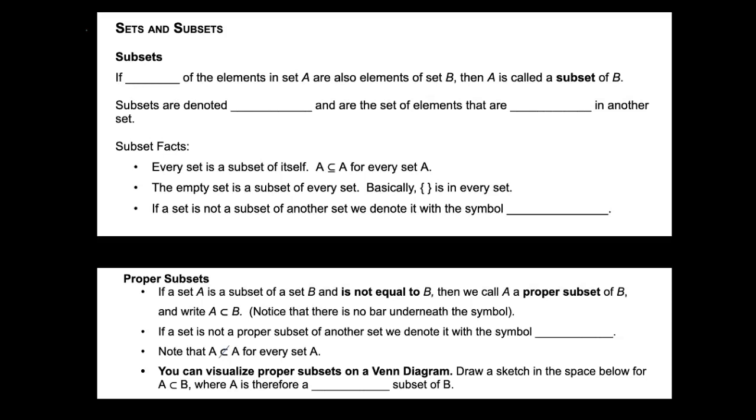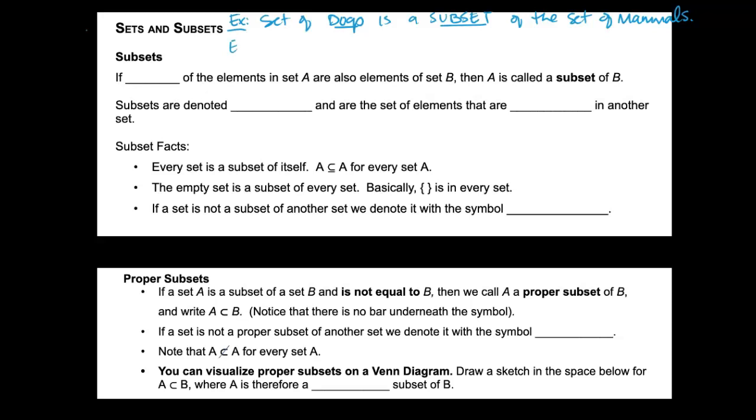So one example would be the set of dogs is a subset of the set of mammals. What does this mean? It means that all dogs are considered mammals. So every element in the set of dogs, you can think of that set as listing out all types of dogs, all of those dogs are also considered in the set of mammals.